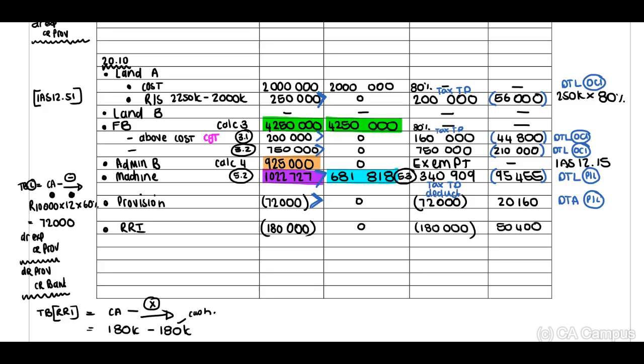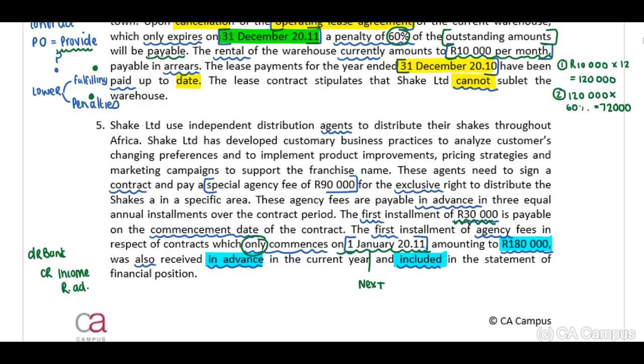50,400. Again, is this a taxable or deductible temporary difference? Carrying amount of the liability exceeds the tax base, therefore this will be a deductible temporary difference, and this is a deferred tax asset. Let's refer back to our given information, and we are now able to tick off number 5.